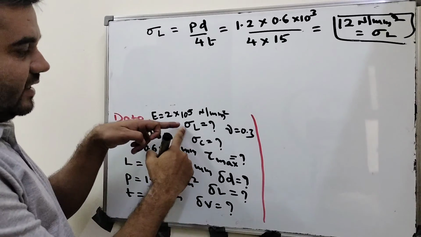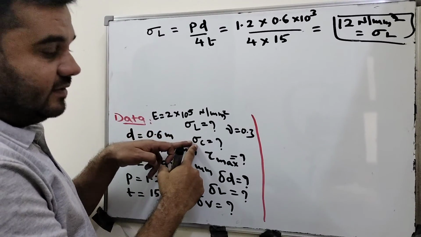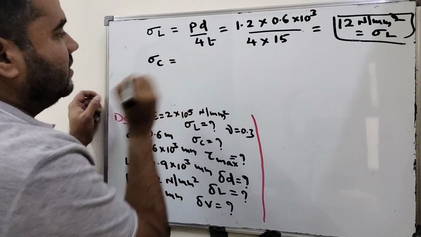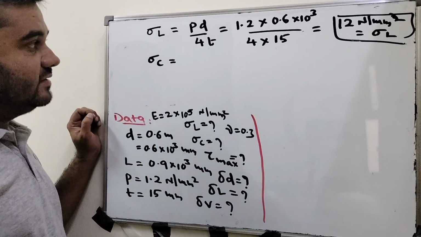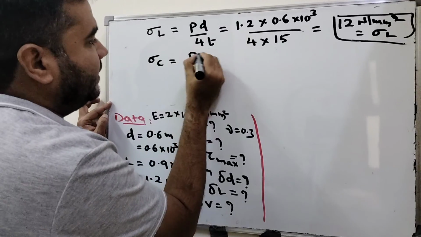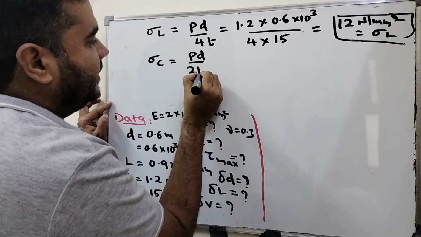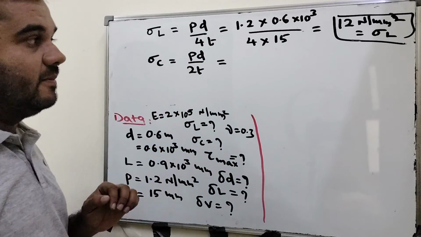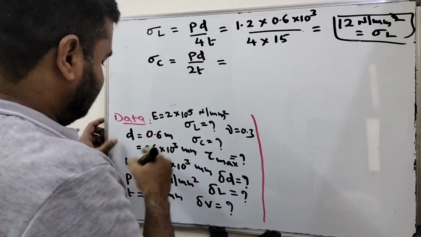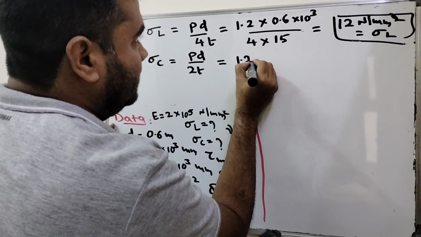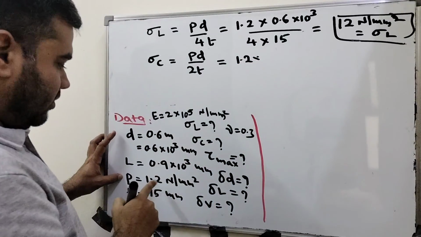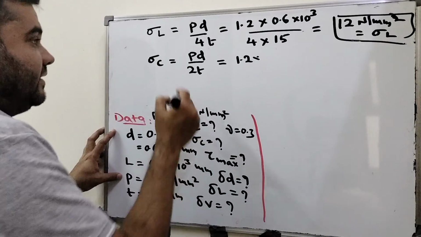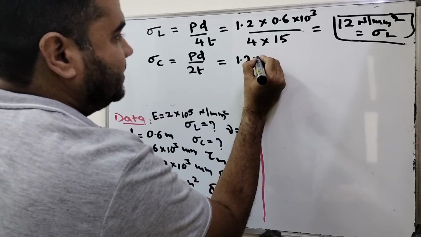Now next, what is asked after longitudinal stress? You have to calculate the circumferential stress. So now go for the circumferential stress. What is the formula for circumferential stress? PD by 2T. Only the difference is here it is 4, here 2 is there. Now substitute the same. Pressure is 1.2 Newton per mm square, and next is the diameter. Diameter is 0.6 into 10 raised to 3.